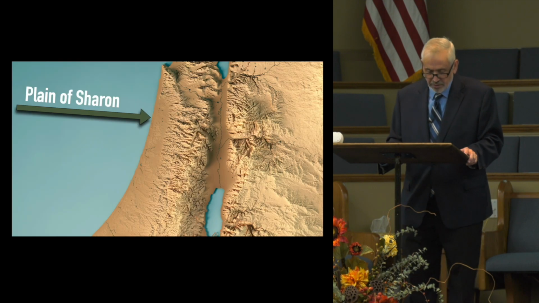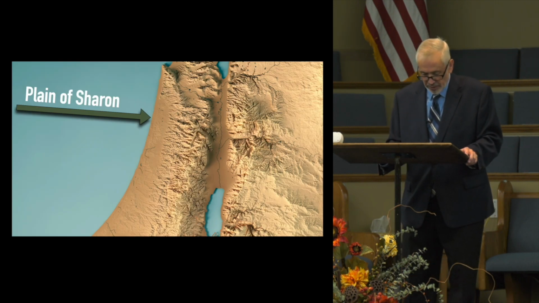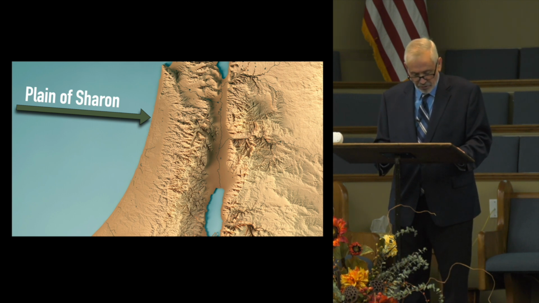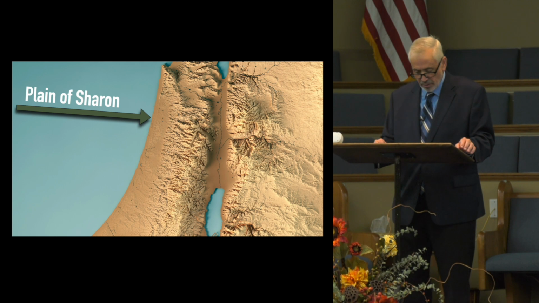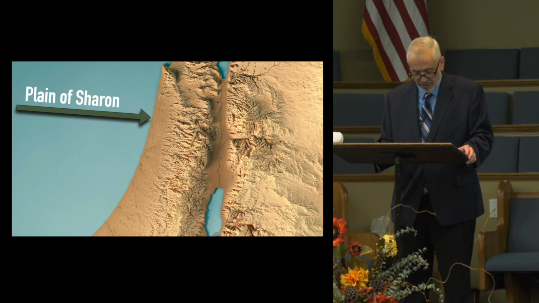On the Mediterranean coastline is this plain of Sharon, which we mentioned just a minute ago, often referenced for its loveliness. Isaiah 35:2 says of it, "It shall blossom abundantly and rejoice, even with joy and singing. The glory of Lebanon shall be given unto it, the excellency of Carmel and Sharon."